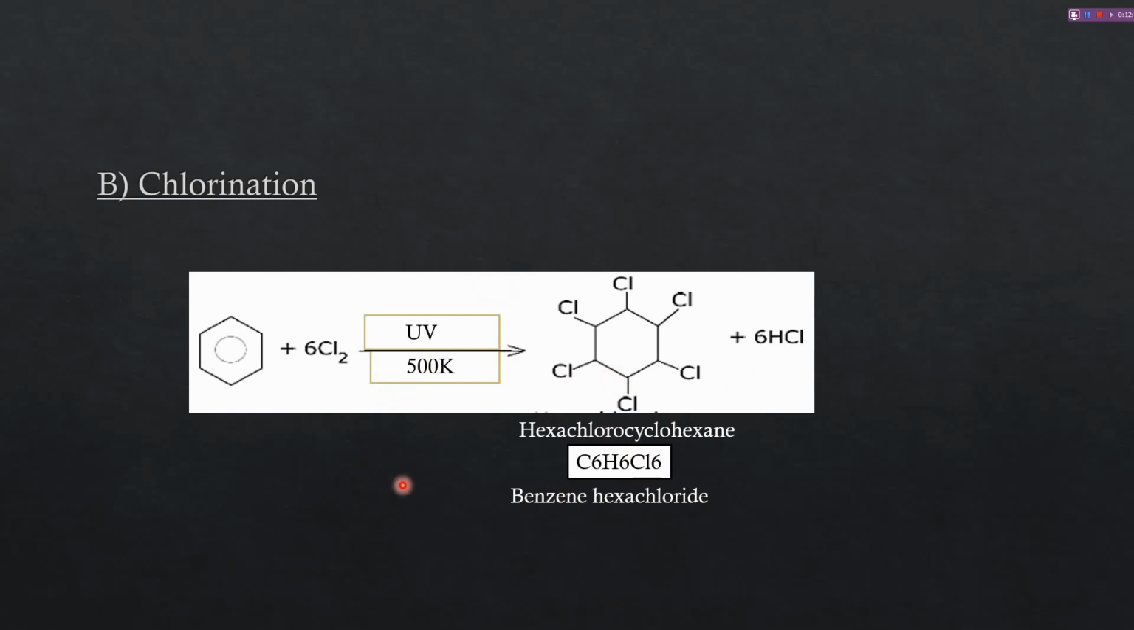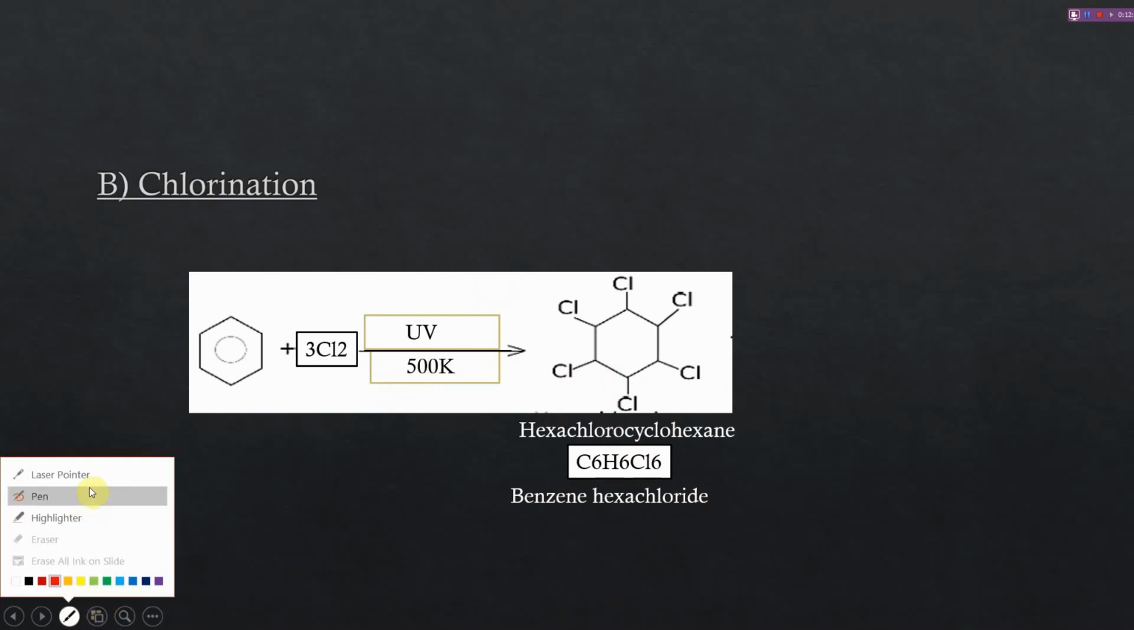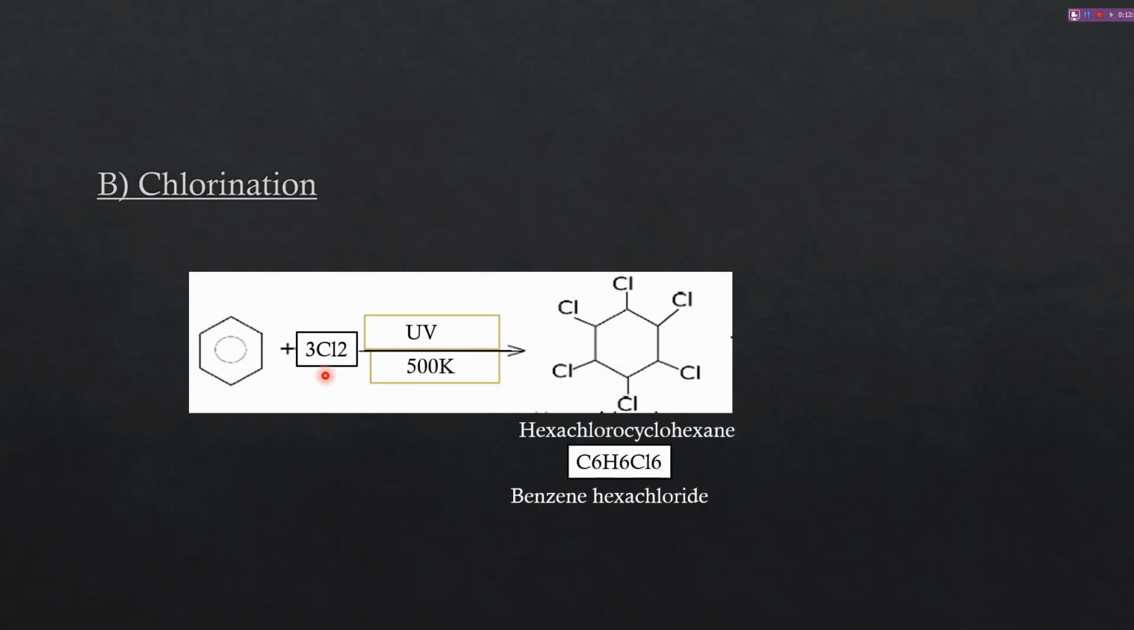Okay, that is a mistake, guys. Okay, so that was a mistake. So here you can see benzene plus 3Cl2 in the presence of UV and 500 Kelvin gives hexachlorocyclohexane or benzene hexachloride. So here the molecular formula is C6H6Cl6.